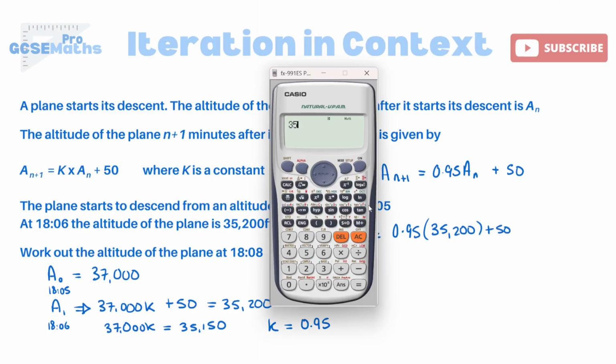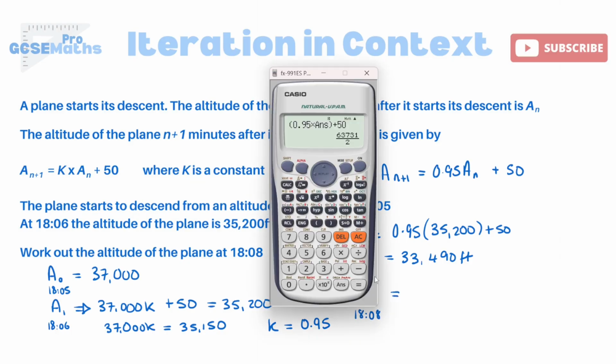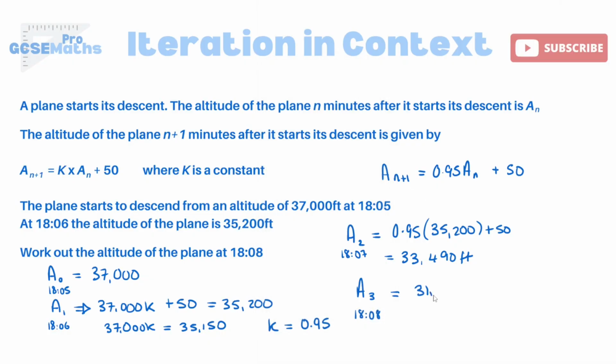On my calculator, I type in 35,200, equals, and then type in the formula over that. So we're now at 33,490 feet. And we just need to do it once more to get to 1808. So just press equals once more. We've now got this. Again, you could leave it like that in this case because you can have half a foot, or you could round it. 31,865.5 feet. So there's our final answer.